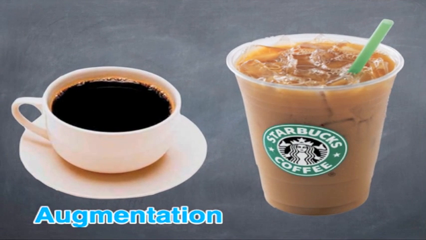Now, augmentation. Suppose instead of a simple cup of coffee, you want Starbucks to do something to it. Maybe add cream, some ice to the coffee. It's still basically a cup of coffee, but now it's augmented. We have taken that basic cup of coffee and just added some things to it. Ice, cream, maybe some sugar, and a straw, but we still basically have a cup of coffee.